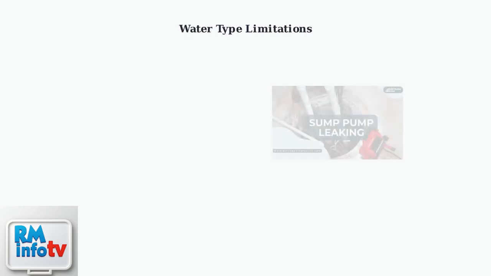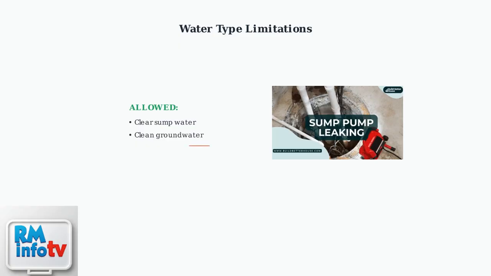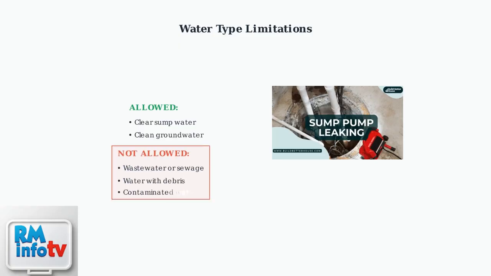The SJ10 is designed exclusively for clear sump water. It cannot handle wastewater, sewage, or water containing debris. Using it for inappropriate applications will cause damage and void the warranty.